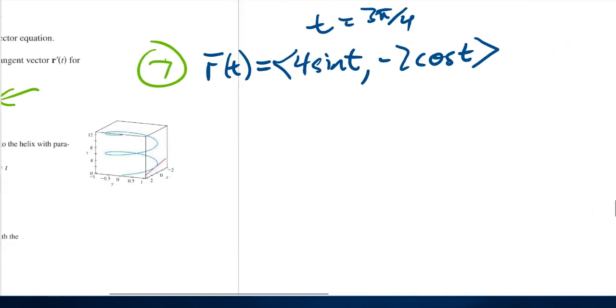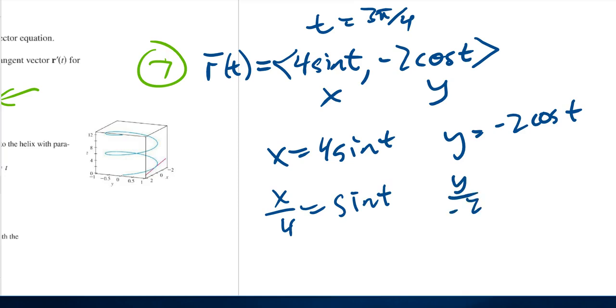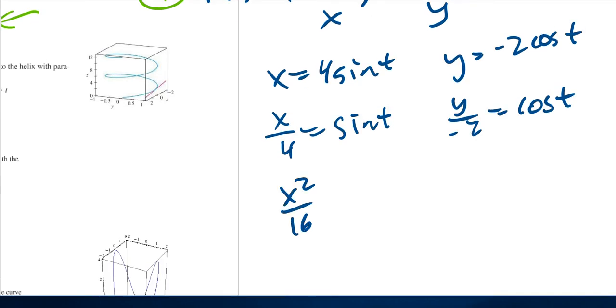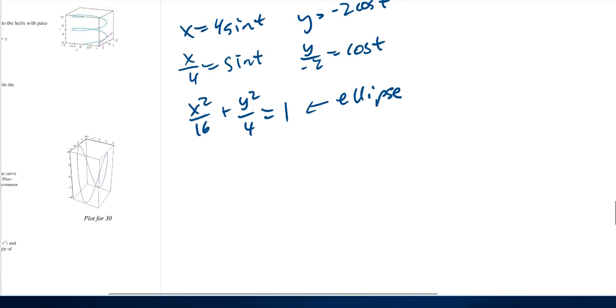So we're going to sketch this plane curve. This is x and this is y. So x is 4 sine t, and y is -2 cosine t. If we divide by 4 on x, we get sine t. And if we divide by -2, we get cosine t. So if we square both sides and add, we get x squared over 16 plus y squared over 4 is 1. So this is an ellipse, which is longer in the x direction. So we get something like this.